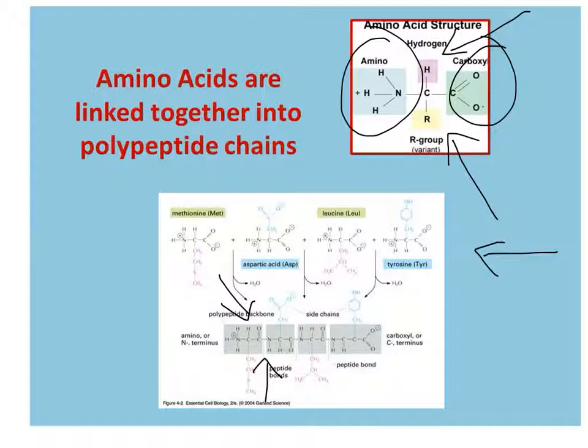Proteins can be in the length of 10 amino acids to as many as thousands of amino acids linked together into polypeptide chains. Because of the huge versatility and types of amino acids, there's 20 different naturally occurring amino acids. Many different sequences can be linked together and essentially create many different structures, which lead to many different types of functions.